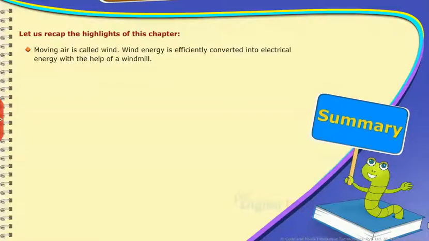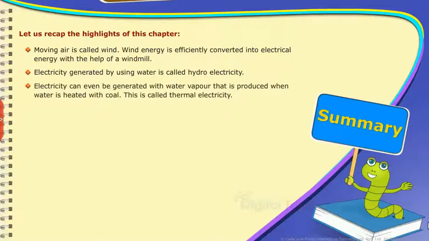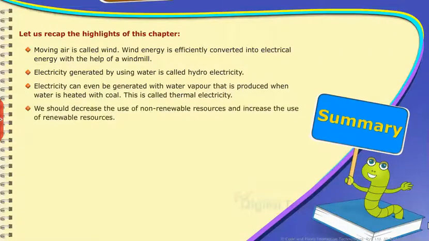Moving air is called wind. Wind energy is efficiently converted into electrical energy with the help of a windmill. Electricity generated by using water is called hydroelectricity. Electricity can even be generated with water vapor that is produced when water is heated with coal. This is called thermal electricity. We should decrease the use of non-renewable resources and increase the use of renewable resources.